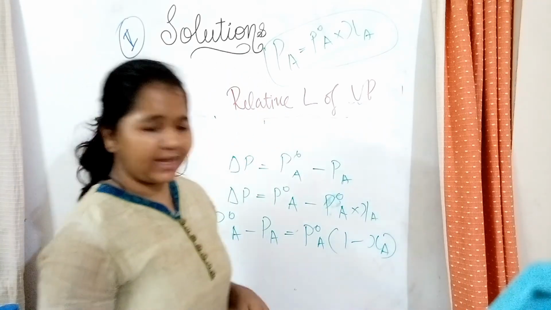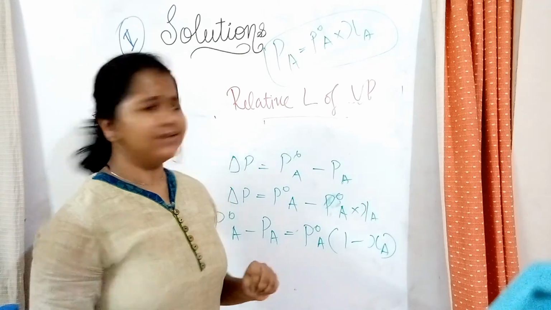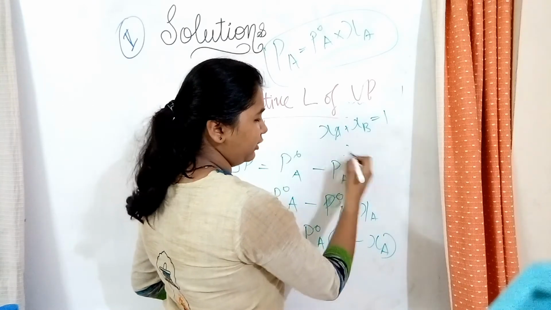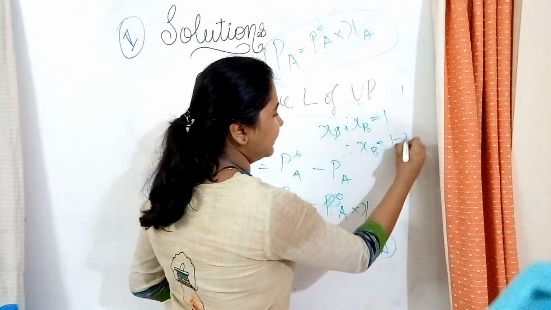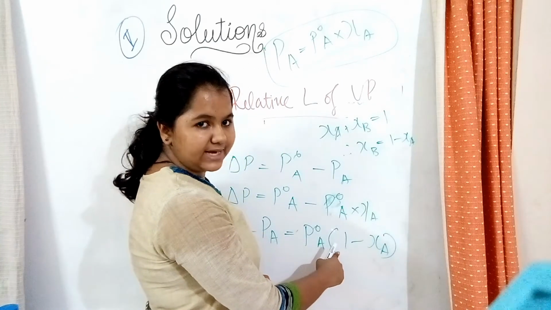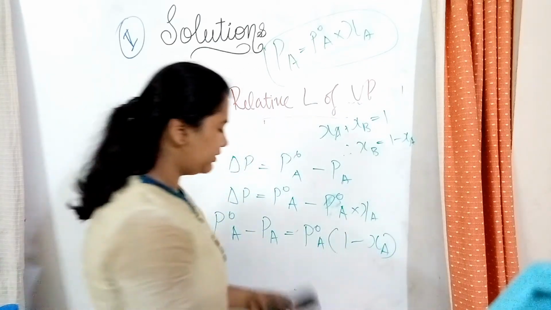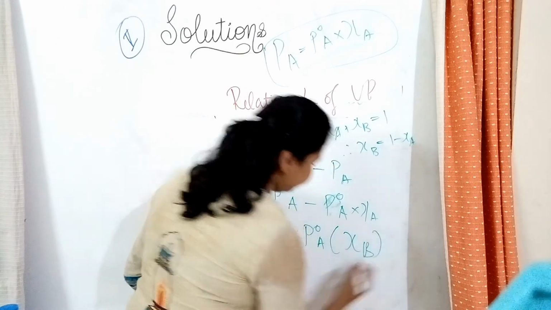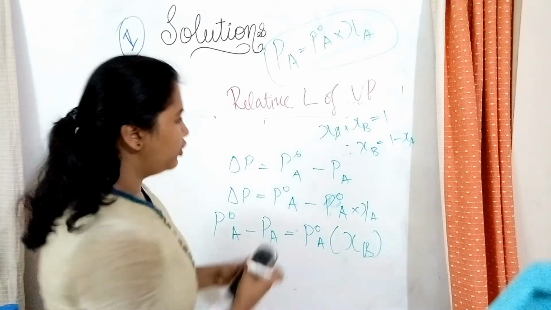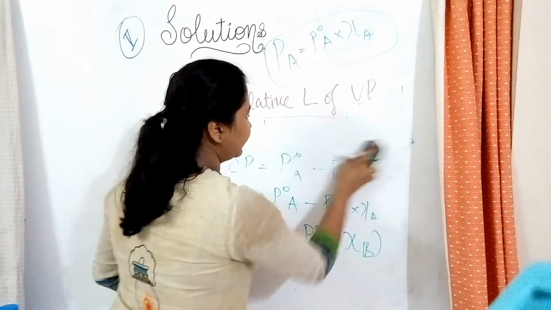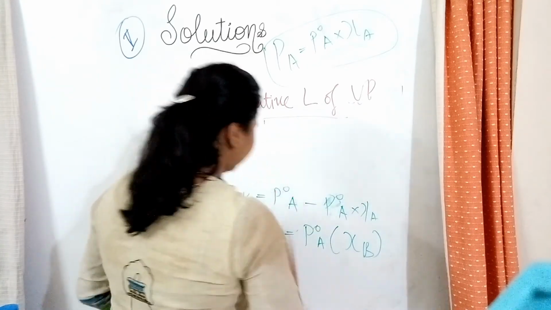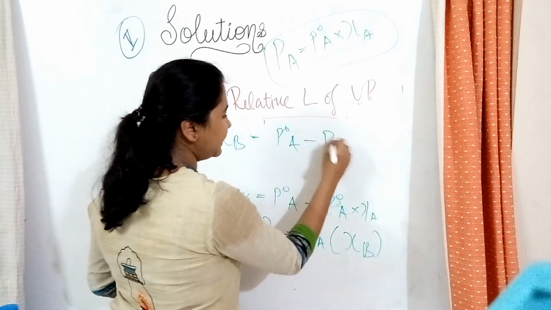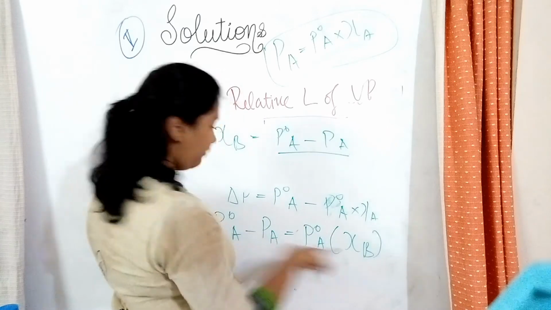So what is P0A into 1 minus chi A? What did we learn? Chi A plus chi B is equal to 1. Therefore, chi B is equal to 1 minus chi A. Is this 1 minus chi A? Can we make this chi B? So what would happen? It becomes chi B. So now let's write it for chi B. So what is chi B? Chi B is equal to P0A minus PA divided by what? Over here what was there? P0A.